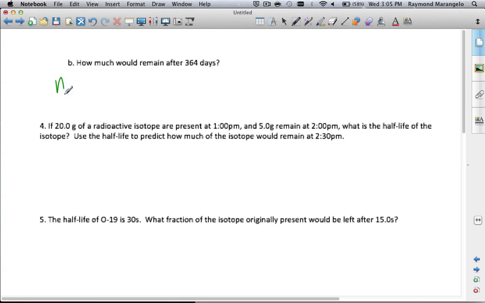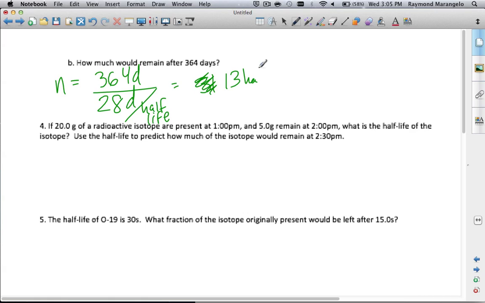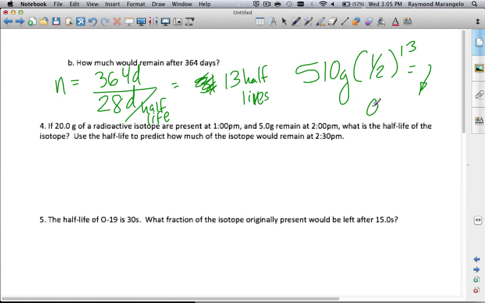All right, so N is going to equal 364 days, and a half-life equals 28 days. 28 days for one half-life. So that's going to be 13 half-lives. And then what you're going to do is say, okay, well, if I had 510 grams times 1/2 raised to the 13, what is that going to equal? And that is going to equal 0.062 grams at the end.